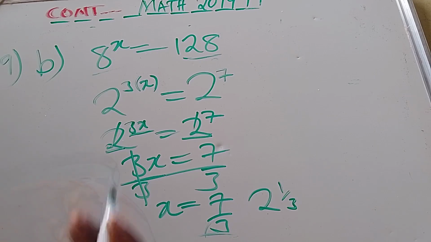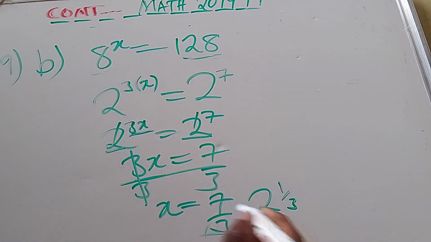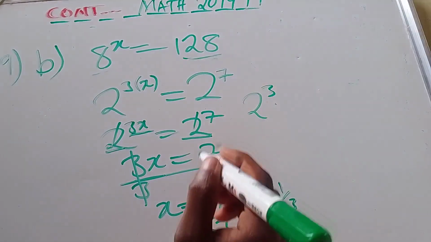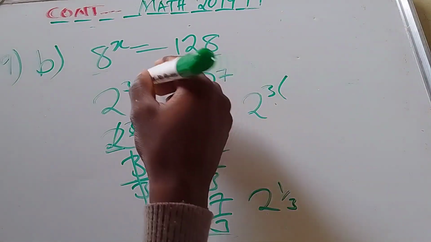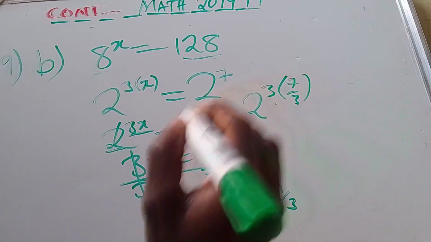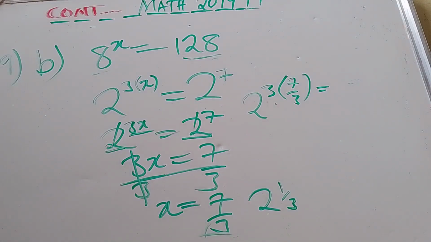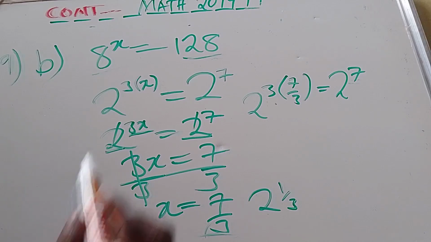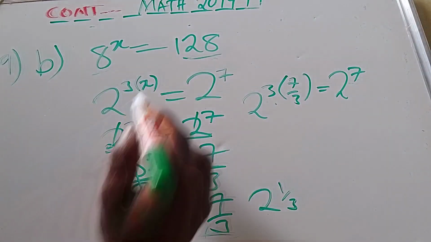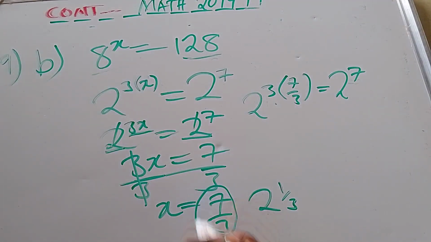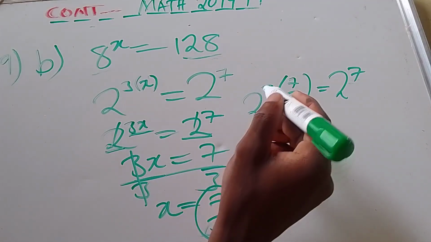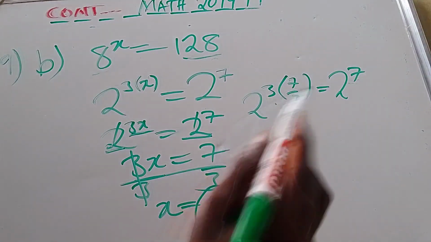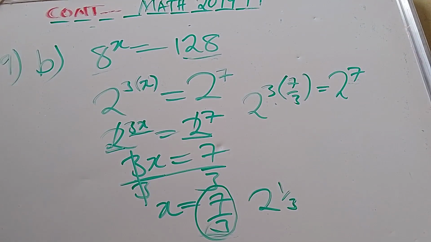So if you want to prove, you can just put 2 to the power 3, then this x, where there is x, you are going to put 7 over 3, which is equal to, I hope you are able to see what I'm doing, which is equal to 2 to the power 7. This is our expression, if you can see clearly. This is 2 to the power 3, in brackets, we have x. So where there is x, you are going to put this answer, because this is what you have found. That is if you want to prove.